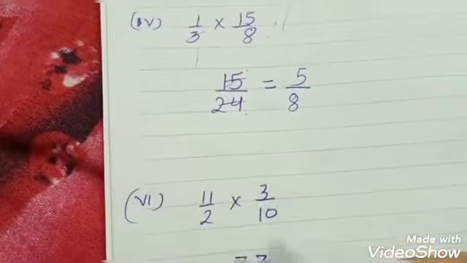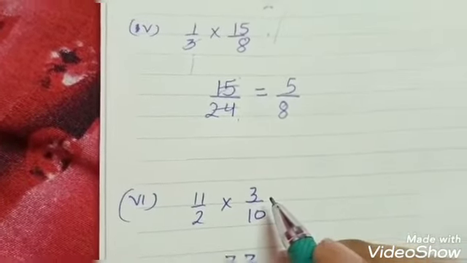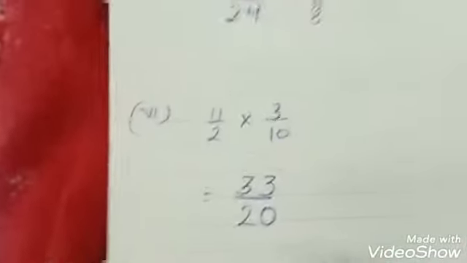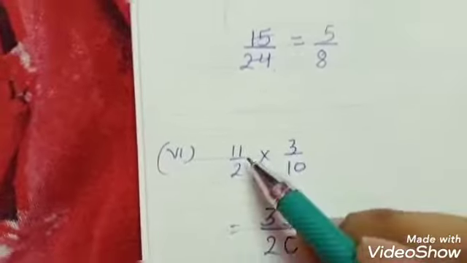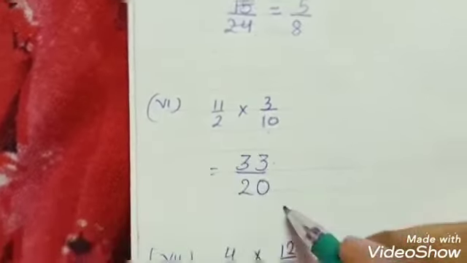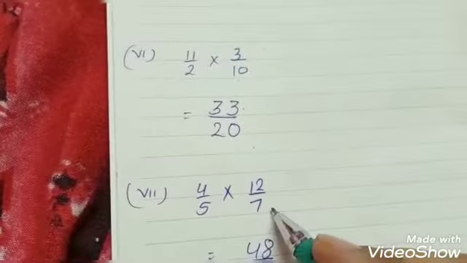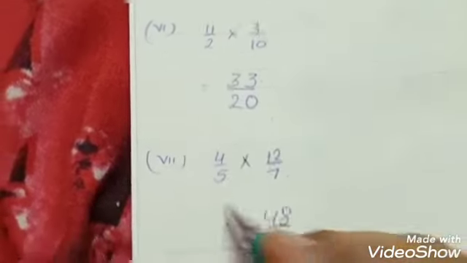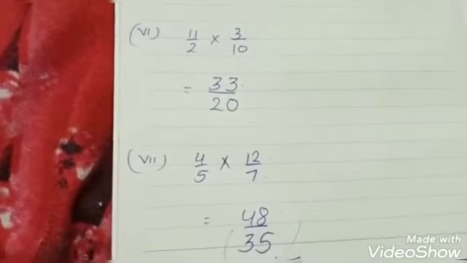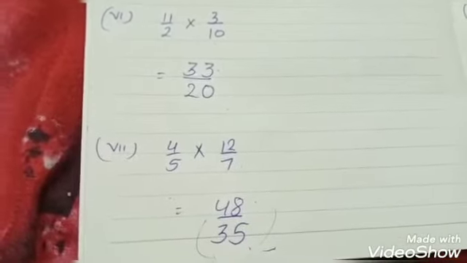Here no cutting is possible, right? So what we have to do? So class, as you can see here also the cutting was not possible. So I simply multiply 11 into 3, 33, and 2 into 10 would be 20. Here cutting is not possible. So 12 4s are 48 and 5 7s are 35. Cutting is still not possible. Okay. So the cutting is not possible. There you can leave the questions.